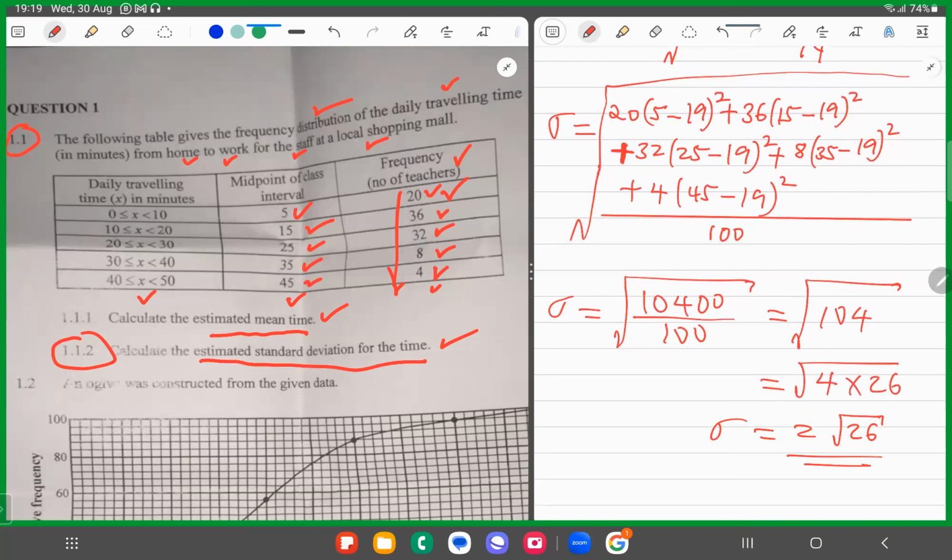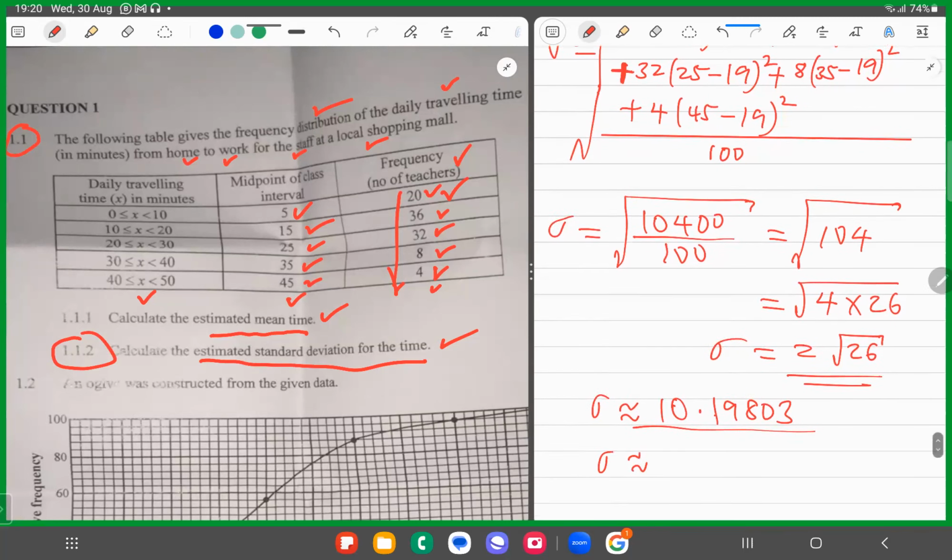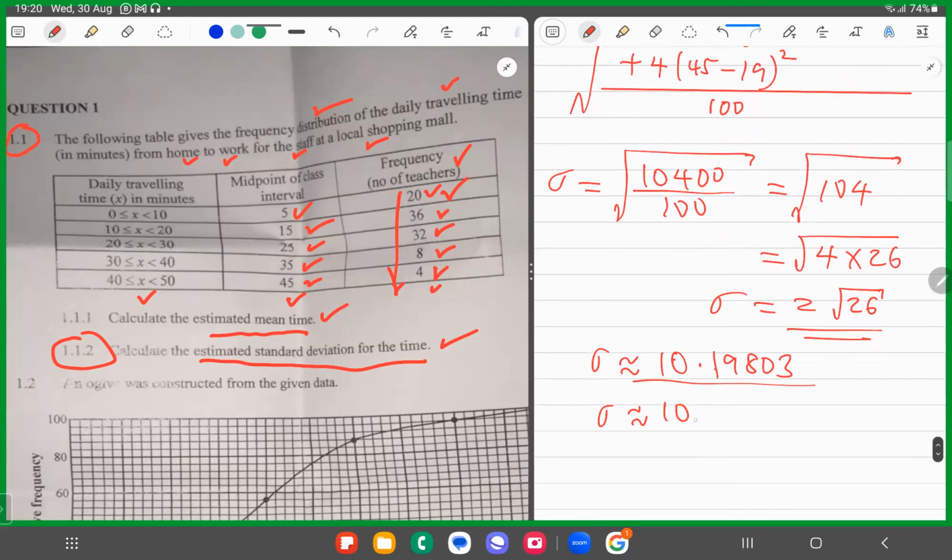But this estimated standard deviation can be written as a decimal fraction. So it is 10 point 19803. You can write the point, 2 decimal places, 3 decimal places, a bit more decimal places there. But obviously it's popular with the exams that normally you need to round your answers to 2 decimal places, or it's going to be approximately 10.20 there. Okay, so this is permissible.